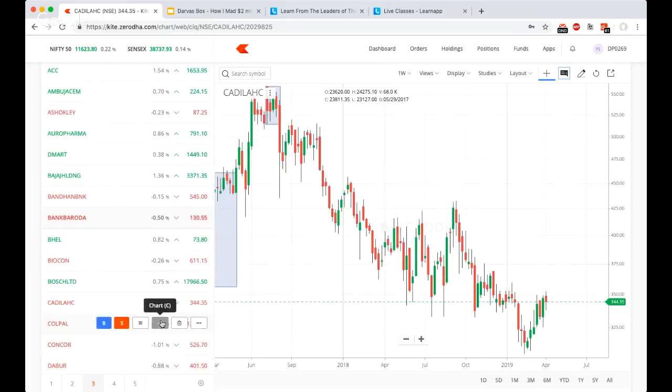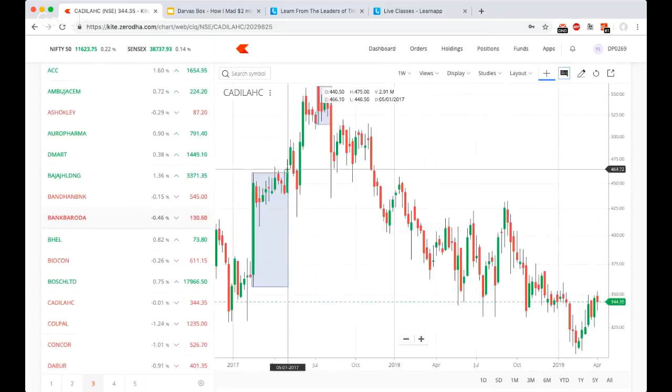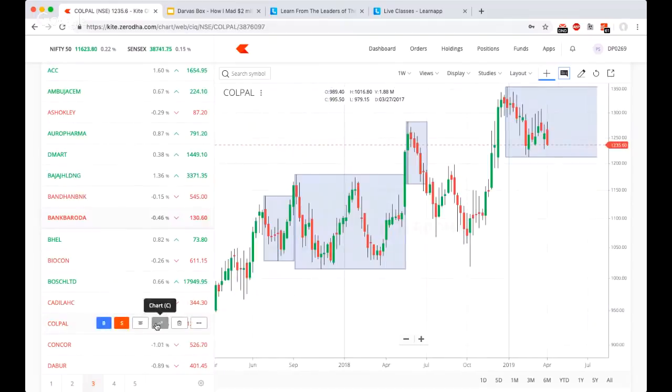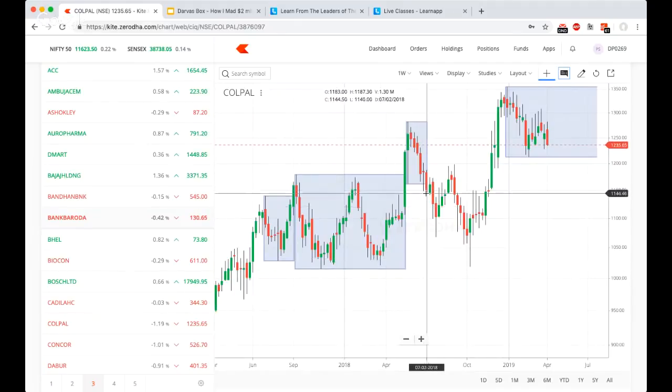Cadila, okay, nothing here. You have one trade here, buy here and then exit, but it's boring. Colpal, same thing, that's your entry right here. Stop, bar closes below here, you're out. So this is a break-even trade despite holding this for 4 months.